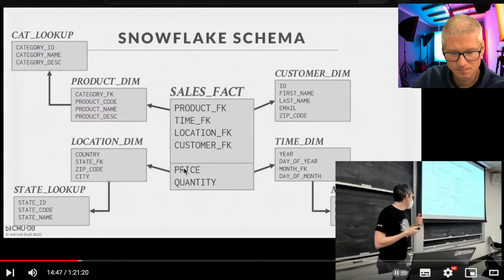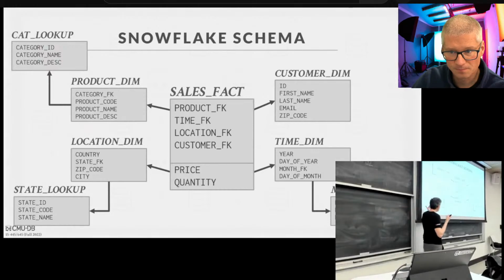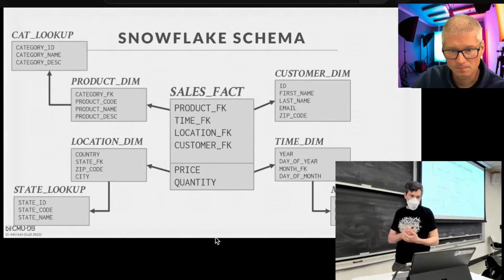Going back here, if I'm trying to find all the items bought within a given location, then if I'm scanning this fact table, I only need to look at the location foreign keys and do that lookup. I don't care about these other columns, right? So there's a lot of optimizations that we can apply for this.